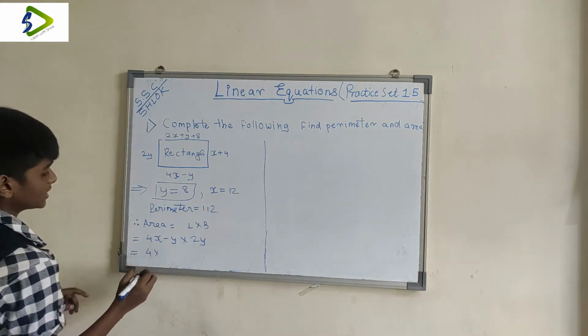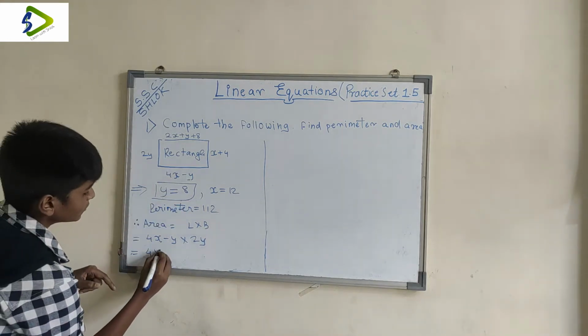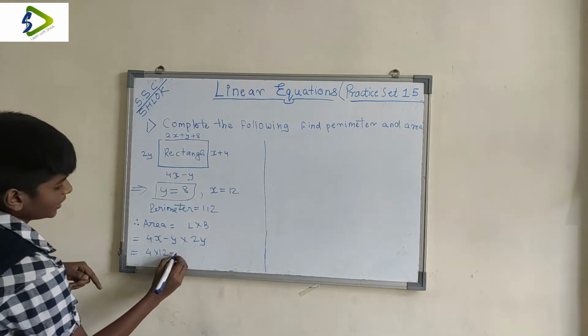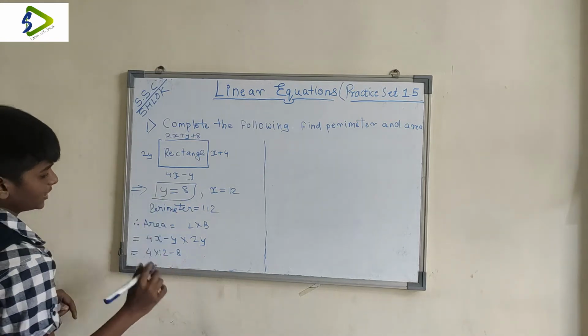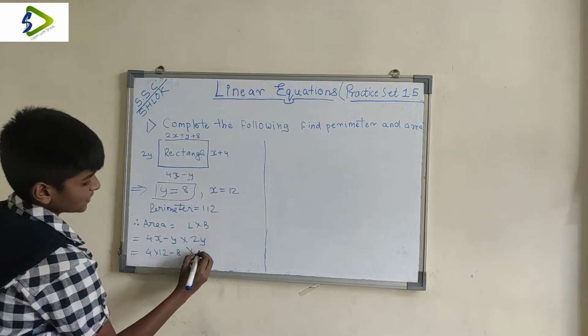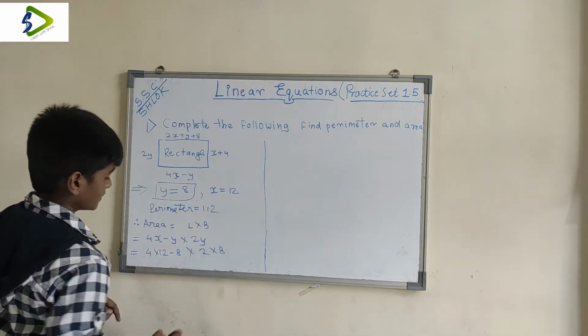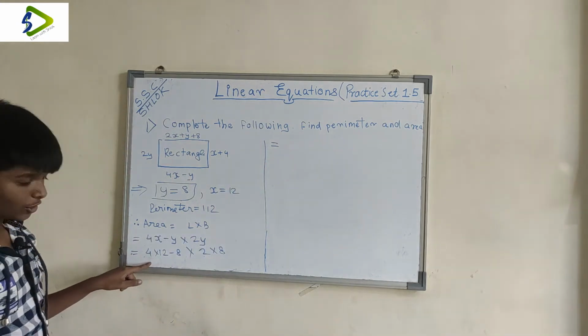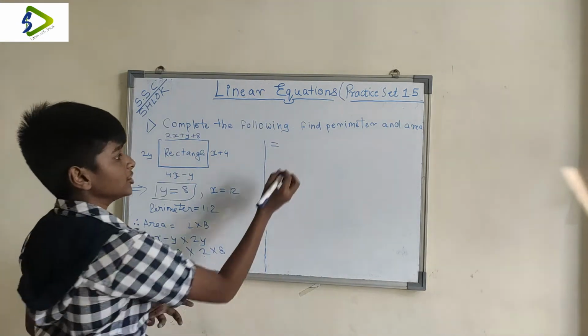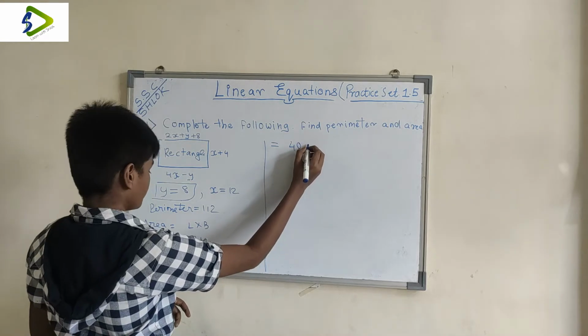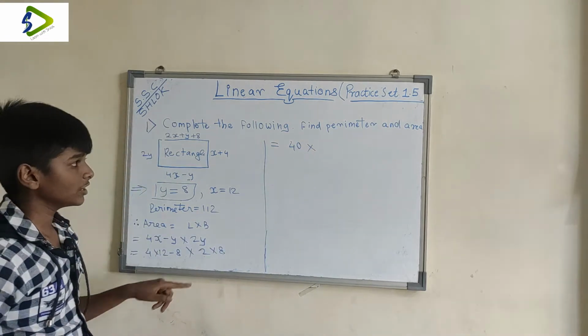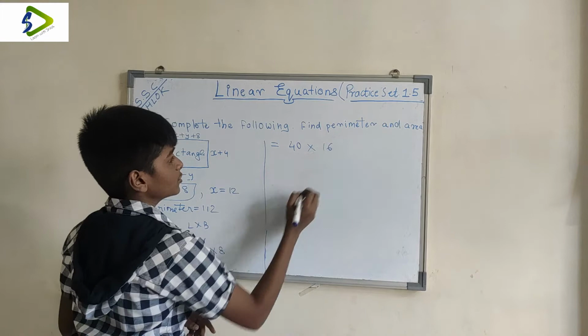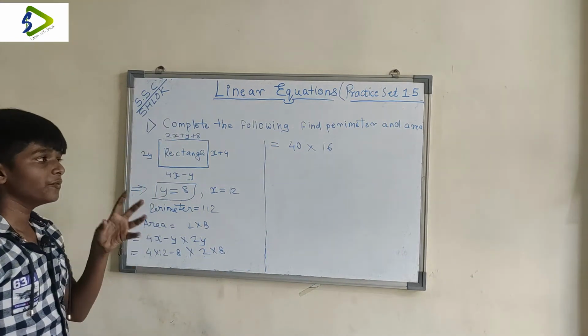Now we can write the values. 4 times x. What is x? x is 12. So 4 times 12 minus 8. y's value is 8, so 8 over here. Times 2 times y, which is 2 times 8. Now if you solve this, 12 fours is 48 and 48 minus 8 is 40. So it becomes 40 times 8 twos, which is 16. So what we have to do? We have to multiply 40 by 16.